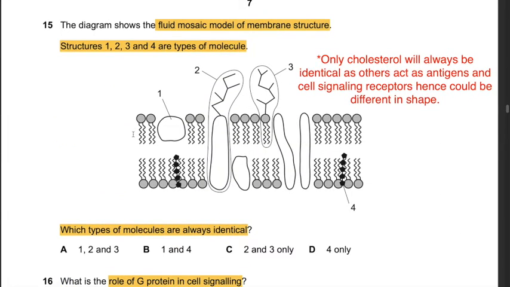Question 15. The diagram shows the fluid mosaic model of membrane structure. Structures 1, 2, 3 and 4 are types of molecule. Which types of molecule are always identical? In a fluid mosaic model, only cholesterol will always be identical, as others act as antigens and cell signaling receptors, hence could be different in shape. Therefore, the answer is D, 4 only, as 4 represents cholesterol.